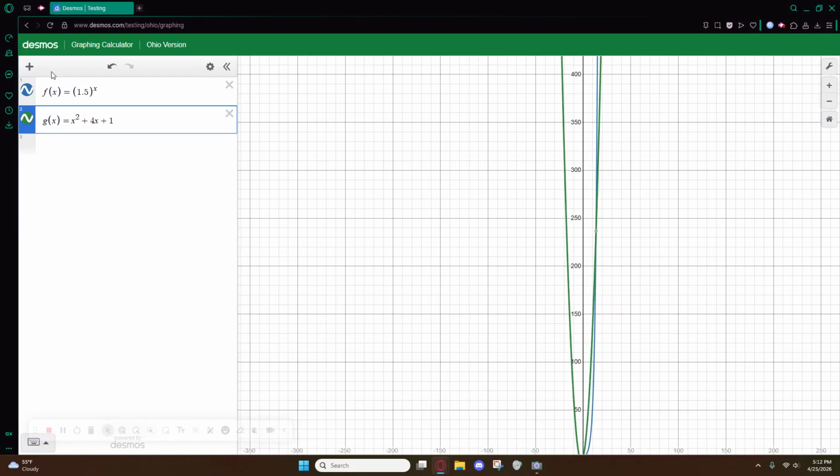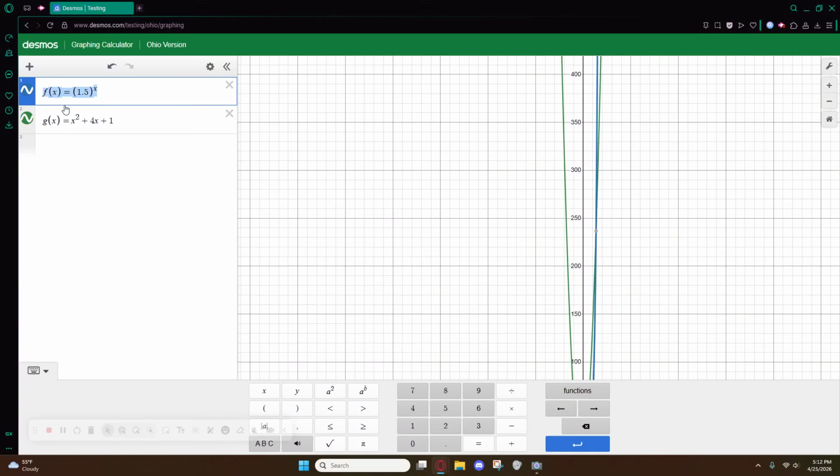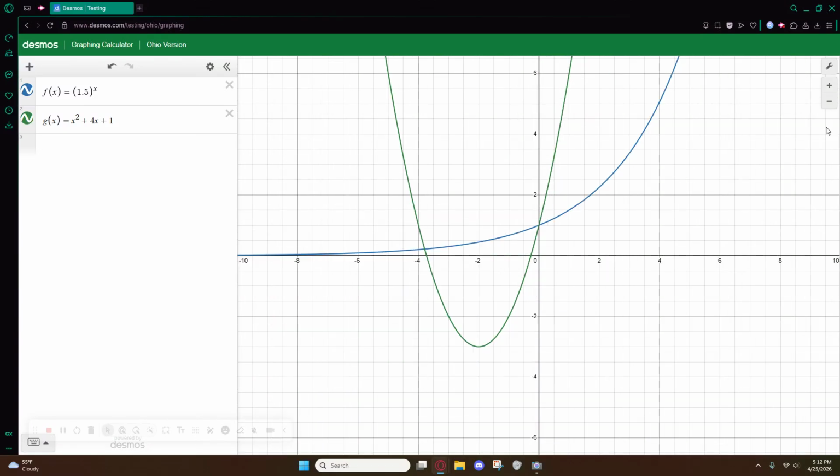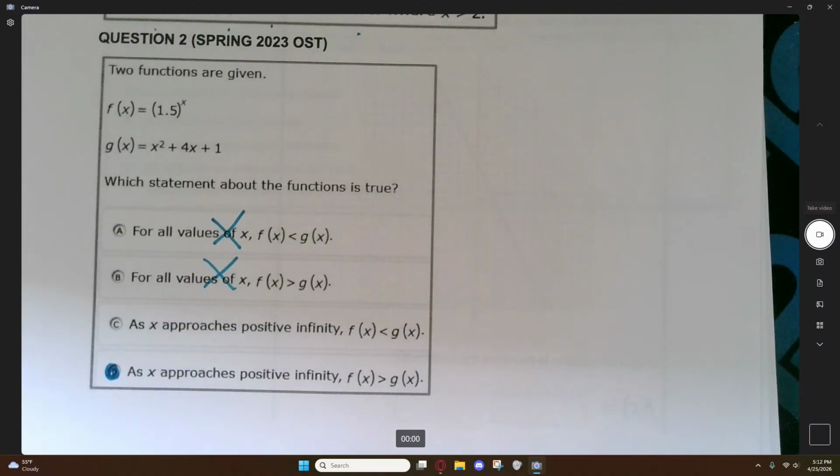or, like I said, know that an exponential function like this will almost always beat a quadratic function, if not always. Eventually. So it is as x approaches infinity, f of x is greater than g of x.